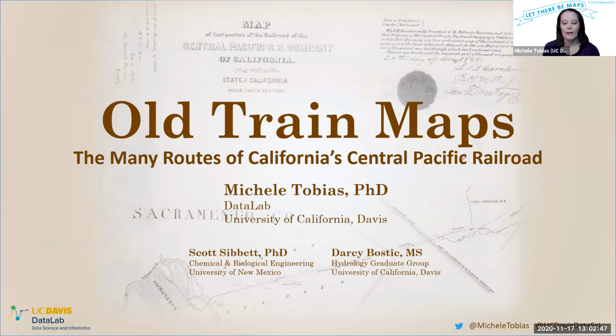So welcome everyone to the historical mapping session. I'm really excited to be here, not the least of which because I am actually not a historian, I'm actually a biogeographer. So my name is Michelle Tobias. I am the geospatial data specialist at UC Davis Data Lab, where I do spatial data science. And this project that I'm going to tell you about today has been going on for almost a year now. And we're just wrapping it up.